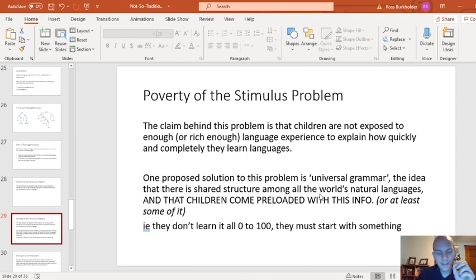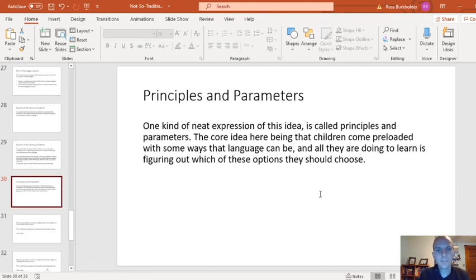The innateness of this proposal, the innateness of the knowledge, that is to say, can't be overstated. One neat expression of this idea, which maybe will help put it more into context and bring it into more focus, was called principles and parameters. This is a theory that went around a while ago.